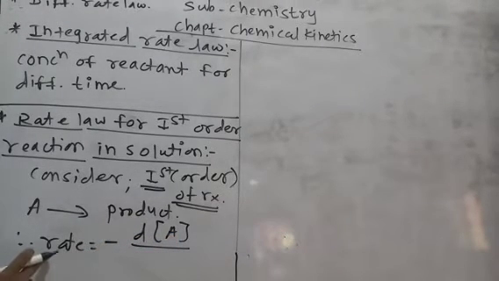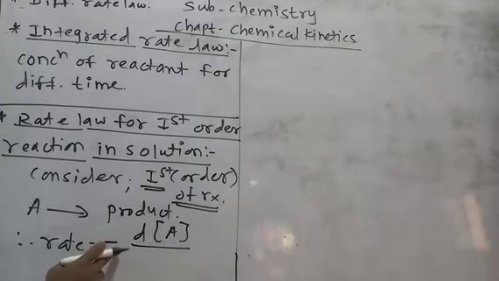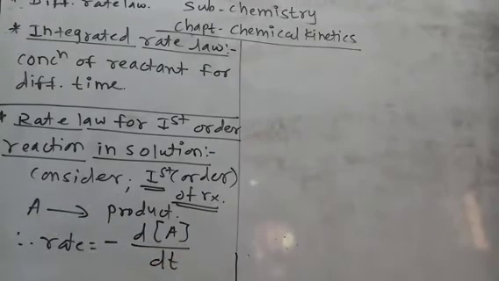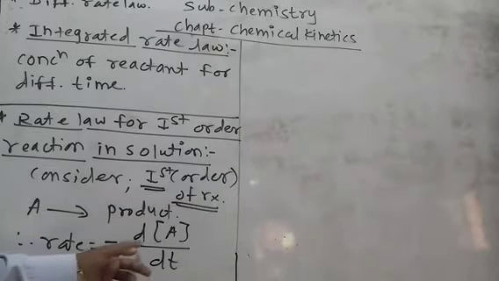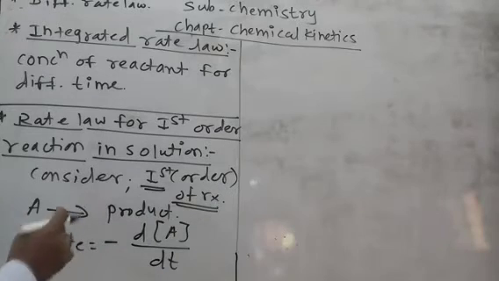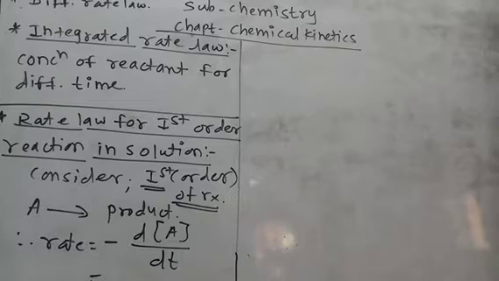Therefore, the rate of reaction is equal to negative change in concentration of A divided by change in time. So that is the rate equation for the given reaction. That is also equal to k into concentration of A. What is k? It is the rate constant for the given reaction.